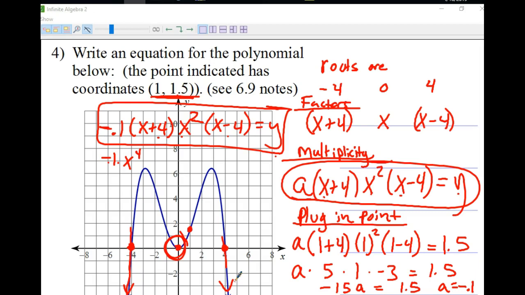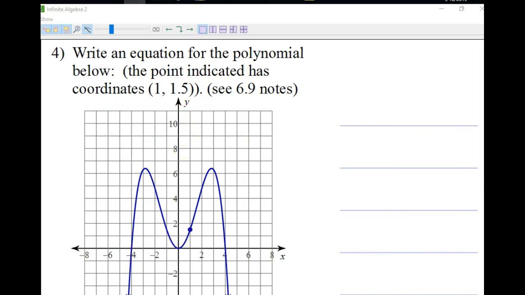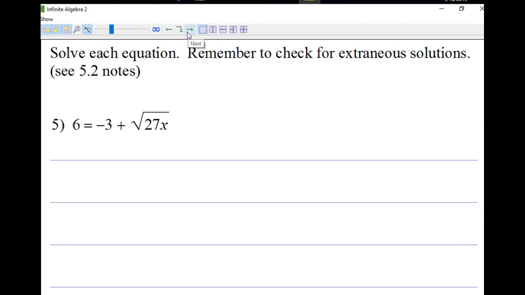Anyway, so here's your steps. Identify your roots, turn them into factors, get the multiplicity on there, plug in your point to figure out your a value. You have your equation. Okay, that's polynomials. Let's move along. We also need to know how to solve some equations, so let's do that.